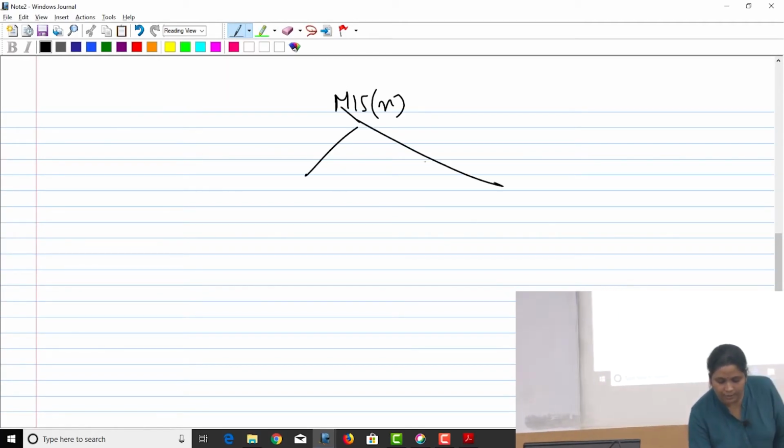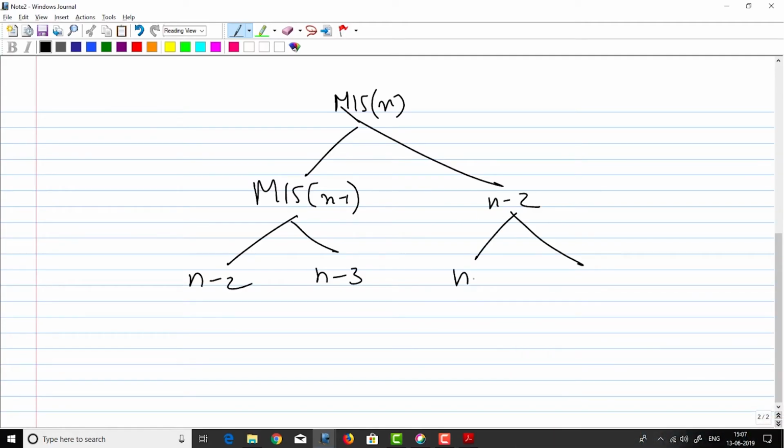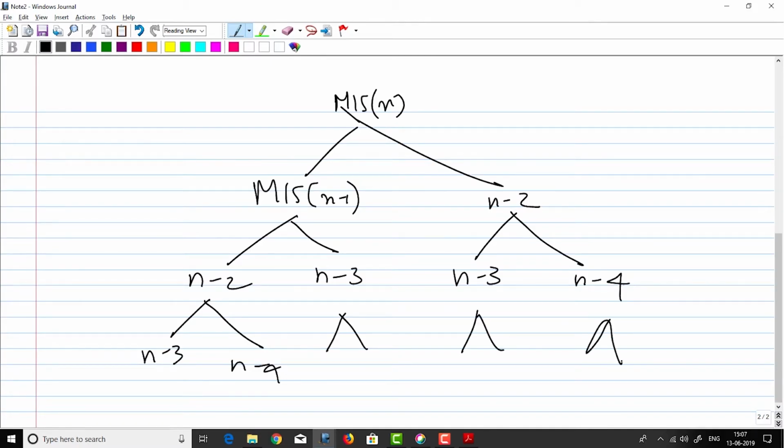What's happening is this: you are calling MIS of n, which will recursively call n minus 1 and n minus 2. Now n minus 1 will again call n minus 2 and n minus 3, and on the right side n minus 2 will call n minus 3 and n minus 4, and here again n minus 2 will call n minus 3 and n minus 4, and so on. So this is why the running time is 2 power n. This tree has total size 2 power n. Actually it's slightly less than 2 power n.